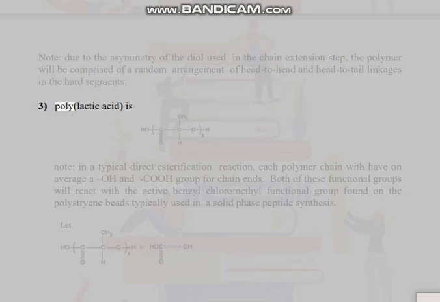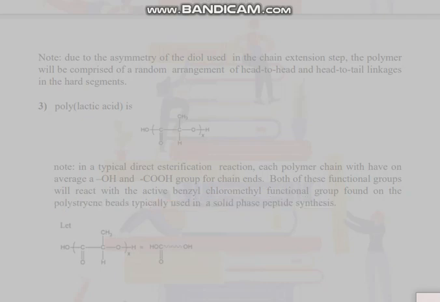3. Polylactic acid is shown. Note, in a typical direct esterification reaction, each polymer chain would have on average one OH and one COOH group for chain ends. Both of these functional groups will react with the active benzyl chloromethyl functional group found on the polystyrene beads typically used in solid phase peptide synthesis.